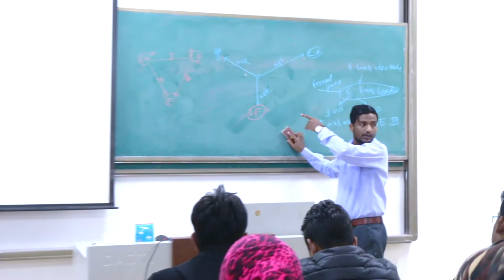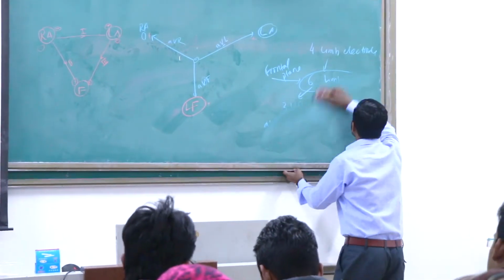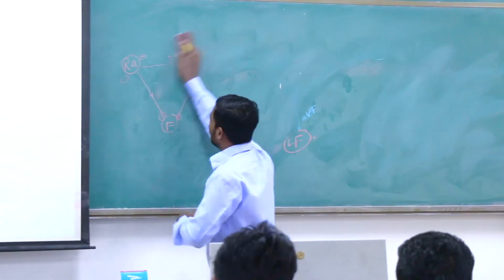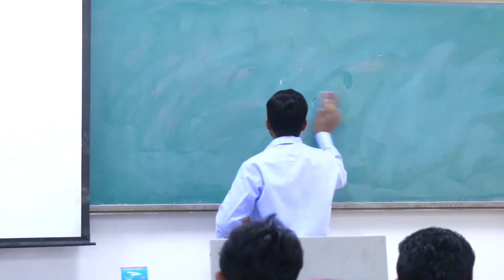So can I erase this one now? Yes. Give me an example of bipolar limb leads. 1, 2, 3. And the unipolar limb leads? Okay.